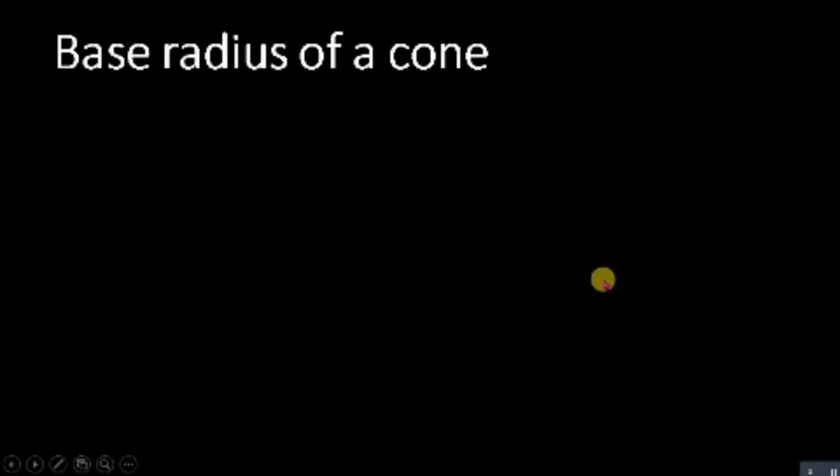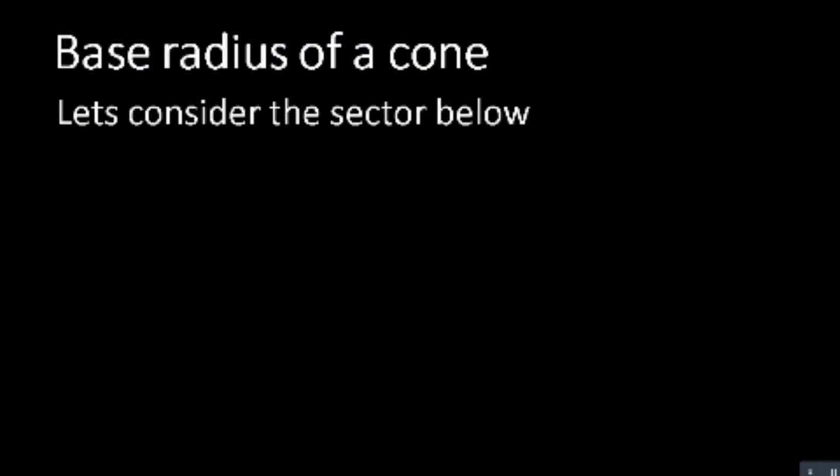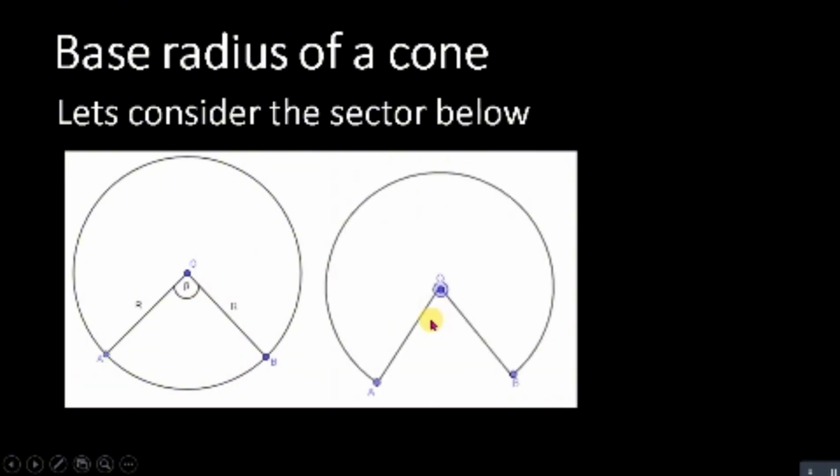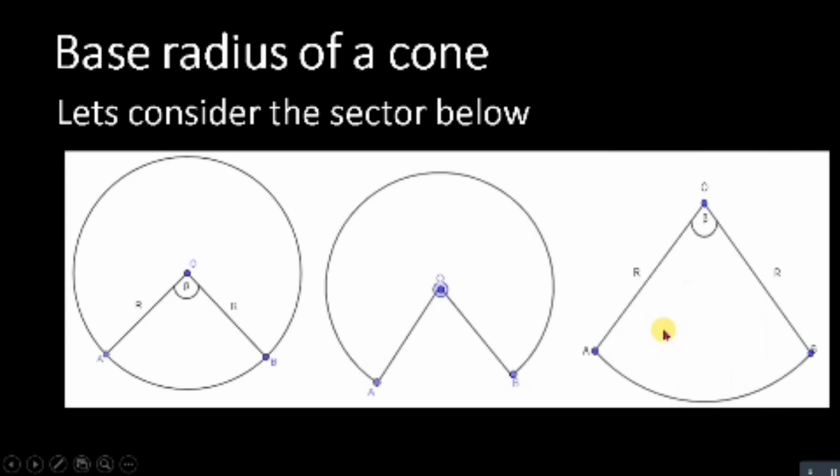Now the base radius of a cone. We need to consider the sector below. This is a circle and this is a sector cut out of the circle. When I cut it out and pick it out like this, we can fold it to form what? A cone. We want to derive the formula for finding the area of a cone from the circle. Because we know what the circumference is, which is 2 pi r. Then we know the formula for finding the area of a circle, which is pi r squared. So using that, we can deal with the cone successfully.